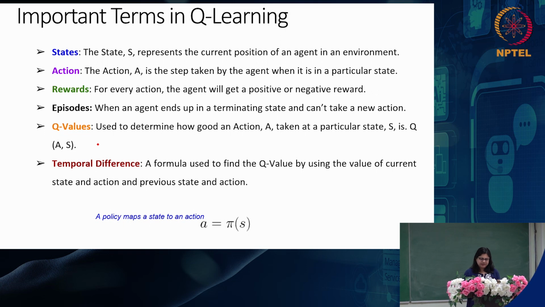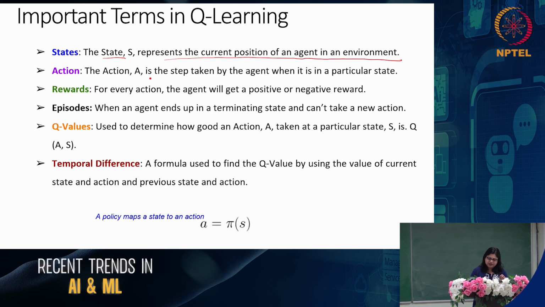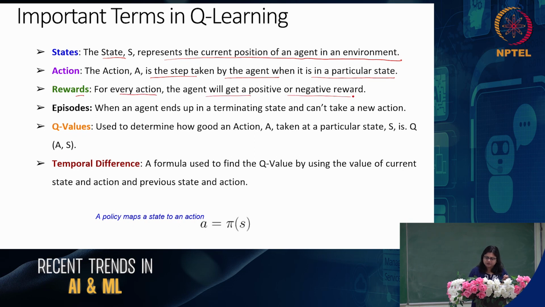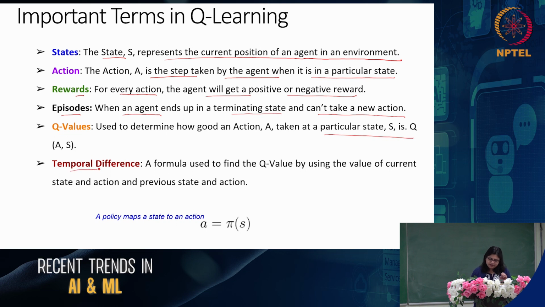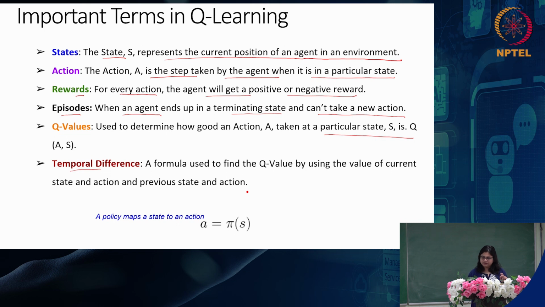You already know that we have the states. The state S represents the current position of the agent in an environment. The action A is the step taken by the agent when it is in a particular state. Rewards: for every action the agent will get a positive or negative reward. Episodes: when an agent ends up in a terminating state and can't take a new action. Q value is used to determine how good an action A taken at a particular state is. Temporal difference is a formula used to find the Q value by using the value of the current state and action and the previous state and action.